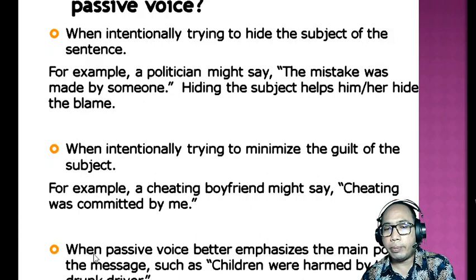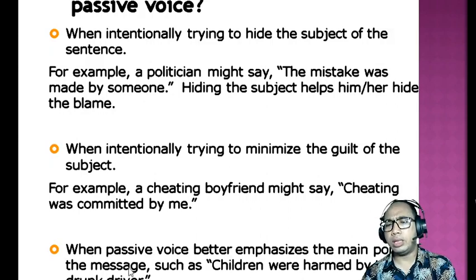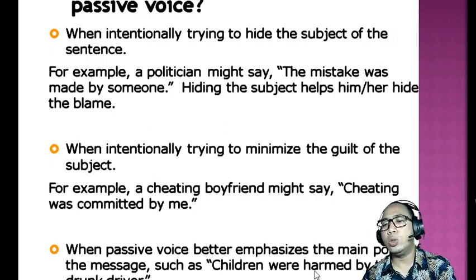Okay, guys. Passive voice can better emphasize the main point of the message. What is the meaning? Take a look at this sentence. Children were harmed by the drunk driver. We would like to focus on the victim. Children were harmed, means anak-anak disakiti, dilukai. So we would like to focus on this one, not on the subject, but on the victim atau korbannya.